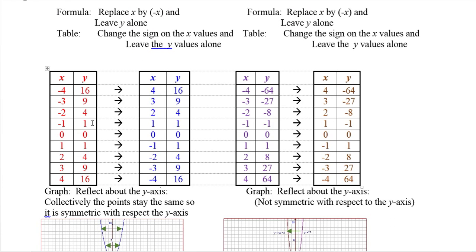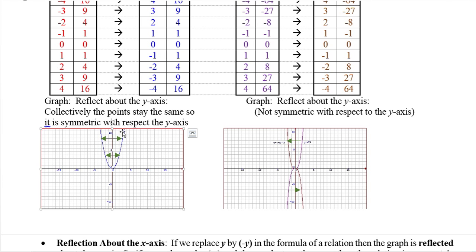So notice points are being moved around. Like this point, negative 4, 16, is mapped to 4, 16. The only point that's fixed is the origin. But notice that negative 4, 16 goes to 4, 16, but 4, 16 goes to negative 4, 16, so they sort of switch places. And when the dust settles, they're collectively the same, so it's symmetric about the y-axis.